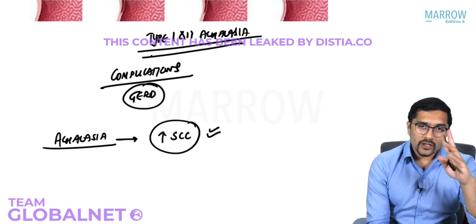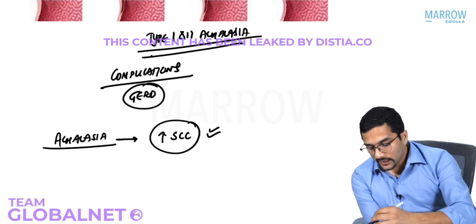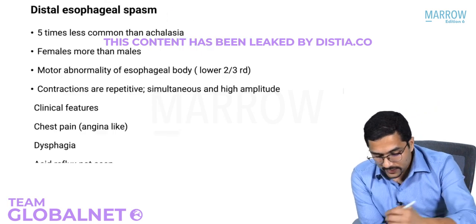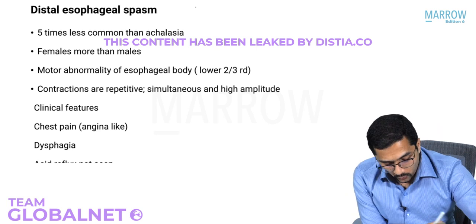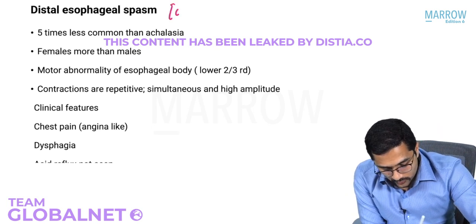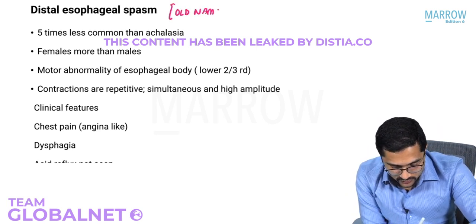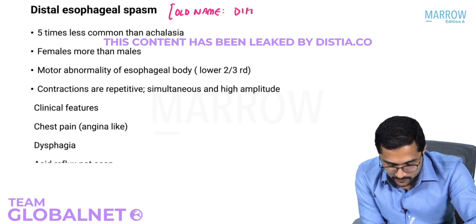Now, there are two more motility disorders which I want to discuss. The next one is called distal esophageal spasm. The old name for this, in the old classification, was diffuse esophageal spasm.